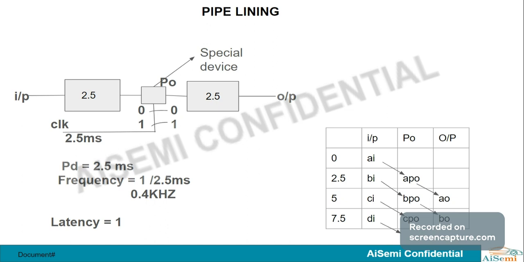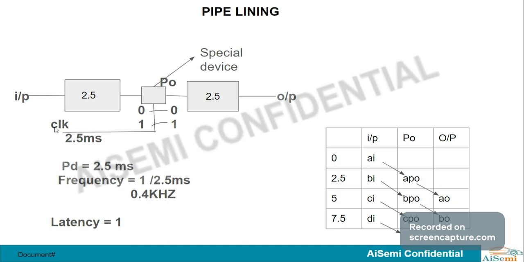Here this P0 is equal to the partial output. This is not the final output, this is the partial output of the first 2.5. This partial output is isolated by giving a new input. Here there are some steps, four steps, and with these four steps we will understand this concept.